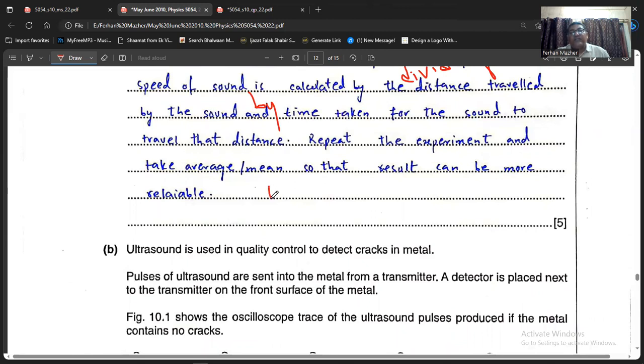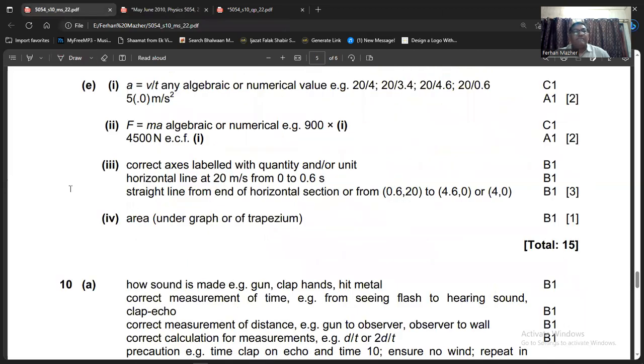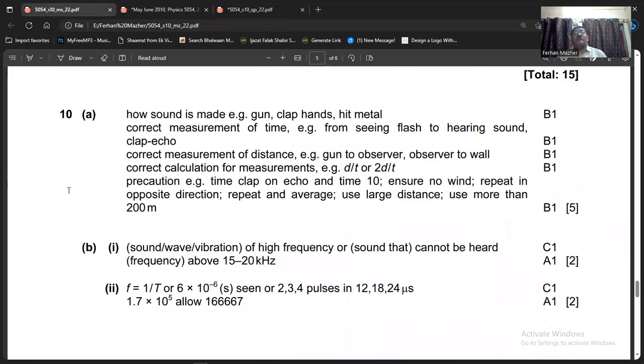For example, once the A party will fire the flash gun and the B will time the sound, and then the B will fire the flash gun and the A will note down the time. So also mention that here. Hopefully you understand. Here we have how sound is made, for example gun, clap hands, hit metal. Correct measurement of time, for example from seeing flash to hearing sound, or clap, echo.